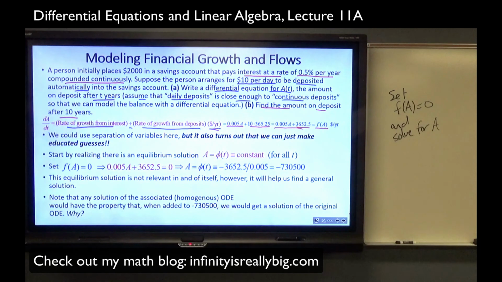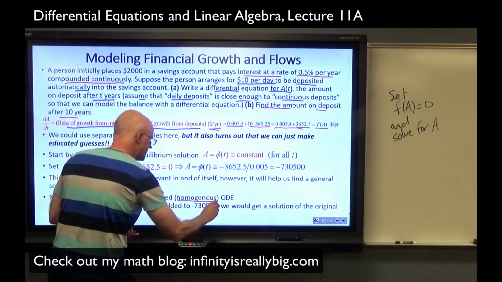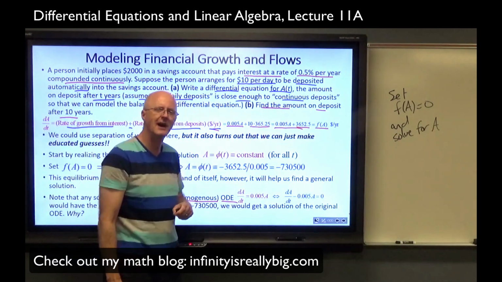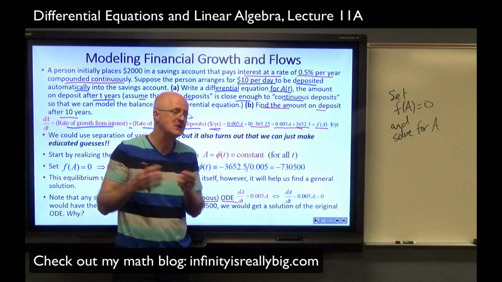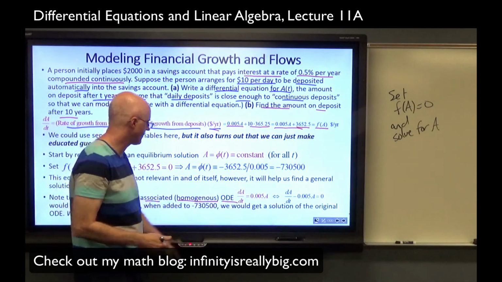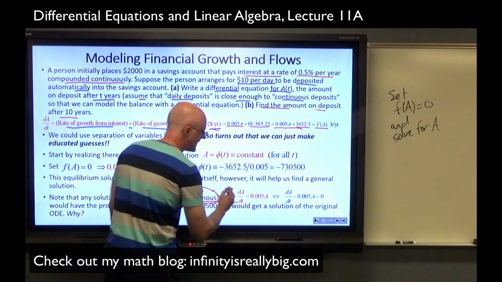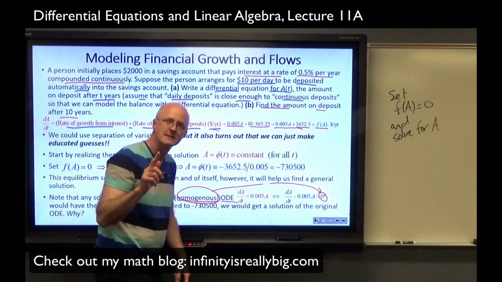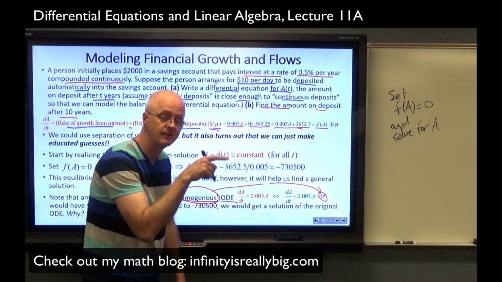Note that any solution of what's called the associated homogeneous ODE, where we get rid of the 3652.5. We're not thinking about adding $10 every day, but instead just thinking about that initial deposit in a sense. That's called an associated homogeneous ODE. And the reason it's called homogeneous is because when you subtract the 0.005a from both sides, you get a 0 on the right-hand side. This is going to be the part that's going to be related to linear algebra in lecture 11b. So if you watch that, pay attention here.